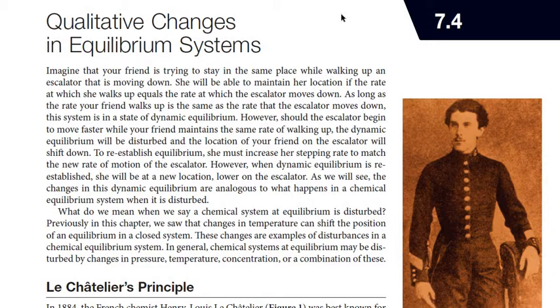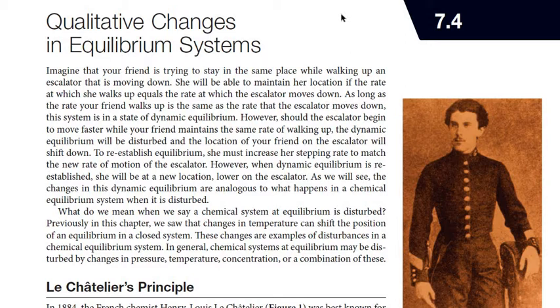However, should the escalator begin to move faster while your friend maintains the same rate of walking up, the dynamic equilibrium will be disturbed and the location of your friend on the escalator will shift down. To reestablish equilibrium, she must increase her stepping rate to match the new rate of motion of the escalator. However, when dynamic equilibrium is reestablished, she will be at the new location, lower on the escalator.